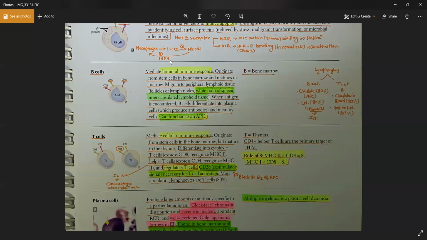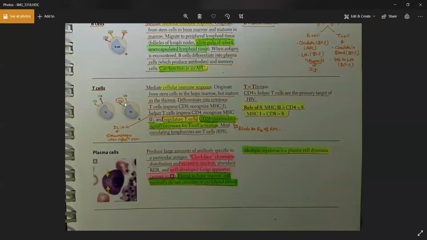Surface markers, please remember what immune system they are part of, and the location where the B cells are found, remember that. Then comes the T cells. They are part of the cellular immune response, which is the acquired immune response, of course. They are of two types, either the CD8 cells or the CD4 cells. Both the CD4 and CD8 cells have a common CD3. Very important. The CD8 cells recognize MHC1, and the CD4 cells recognize MHC2.